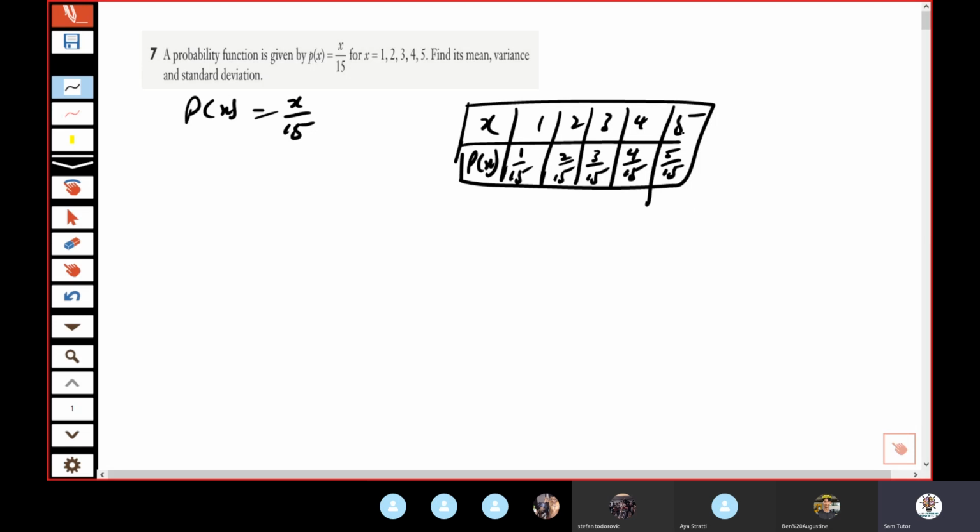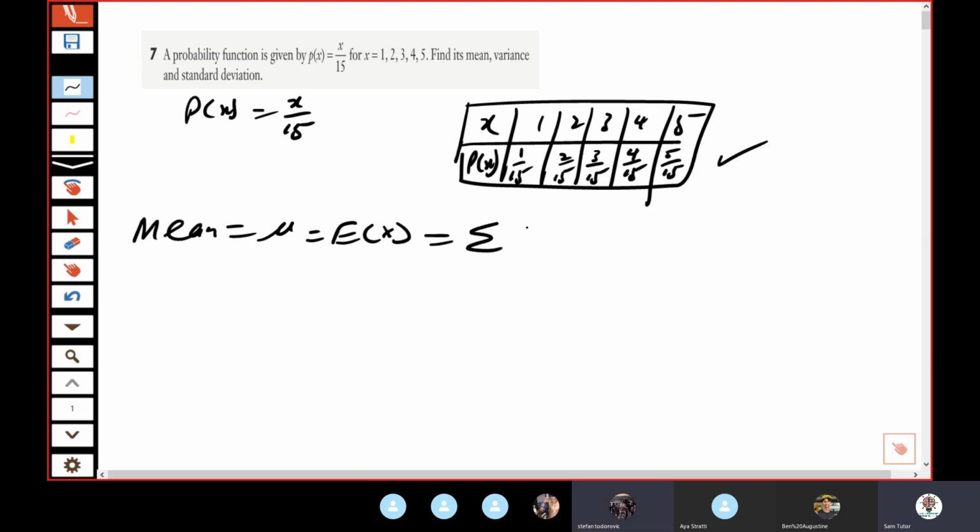Or we can check it like this. 5 plus 4 is 9. 9 plus 3 is 12. 12 plus 2 is 14. 14 plus 1 is 15. This would give you 15 over 15. But anyways, find its mean. So mean equals mu equals E of x. You got to get used to it. They're all the same thing.